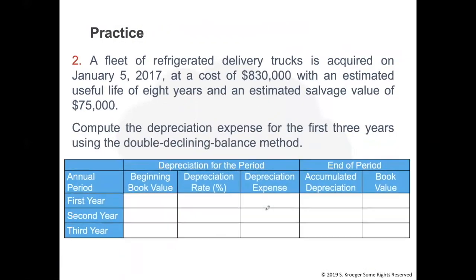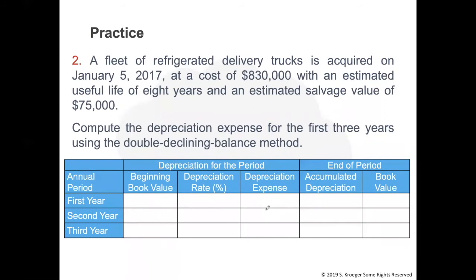This is number 2 on your classwork. A fleet of refrigerated delivery trucks is acquired on January 5th, 2017 at a cost of $830,000 with an estimated useful life of 8 years and an estimated salvage value of $75,000. Compute the depreciation expense for the first 3 years using the double declining balance method.